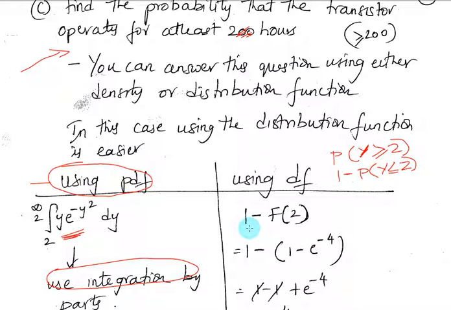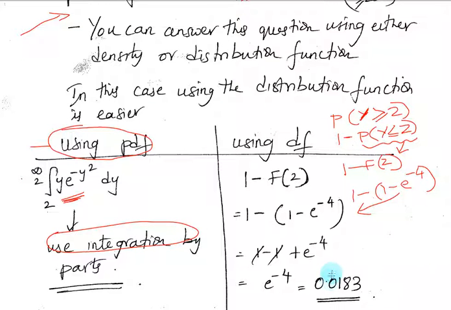Or the easier way, especially for this problem, is to directly use the cumulative distribution function, where it really turns out to be 1 minus F of 2, because the probability of Y being less than or equal to 2 is nothing but F of 2, because you're trying to find the probability up until that point 2, and 1 minus F of 2 is nothing but 1 minus e raised to negative 4, and that's exactly what we have here, and that happens to be e raised to negative 4, which is 0.0183. That's how you compute or answer questions using the distribution function of a continuous random variable.